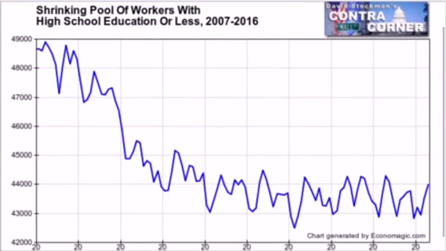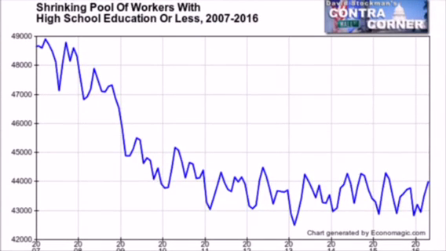And let's get into this. The shrinking pool of workers with a high school education or less. Now, this may be good, maybe bad, the way you look at this. This is from 2007 to 2016. What I would suggest about this is that there is a large amount of the population which is high school educated. Even I would like to talk about college, university education, which they are getting.